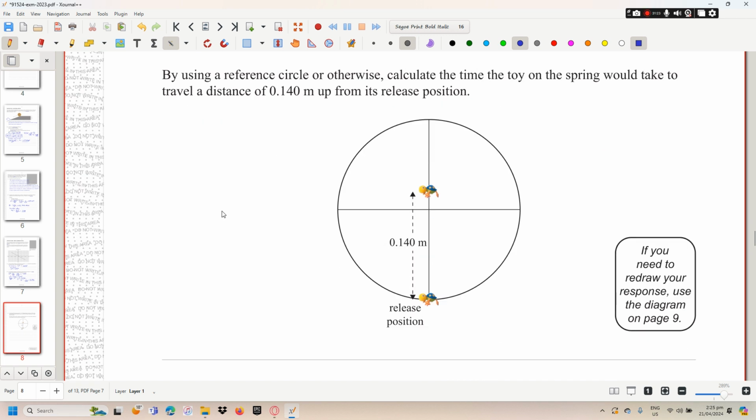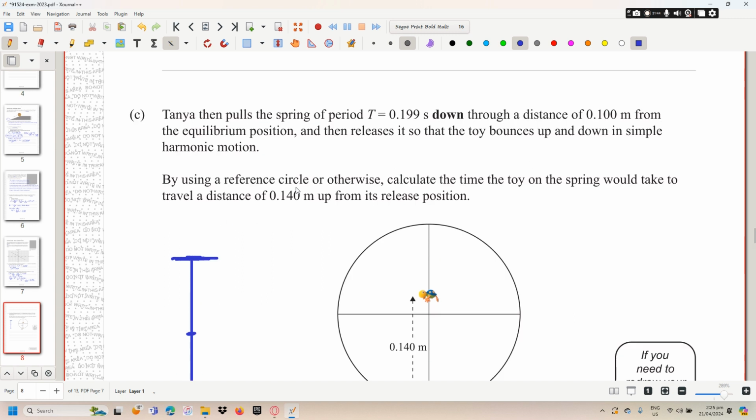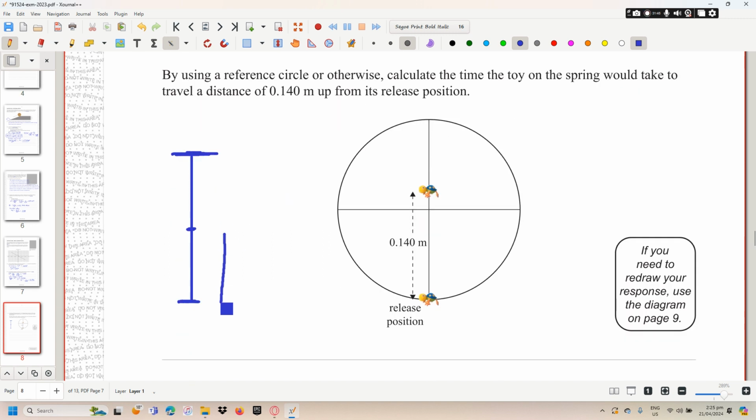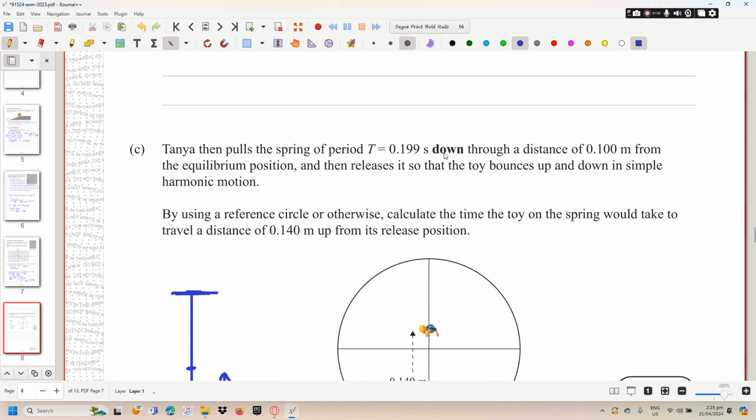Okay, I'm not going to use the reference circle. I know a lot of teachers will always teach reference circle methods, but I'm not going to do that. I'm going to consider, here is the spring. This is the equilibrium position in the middle. Now, the amplitude is 0.14.